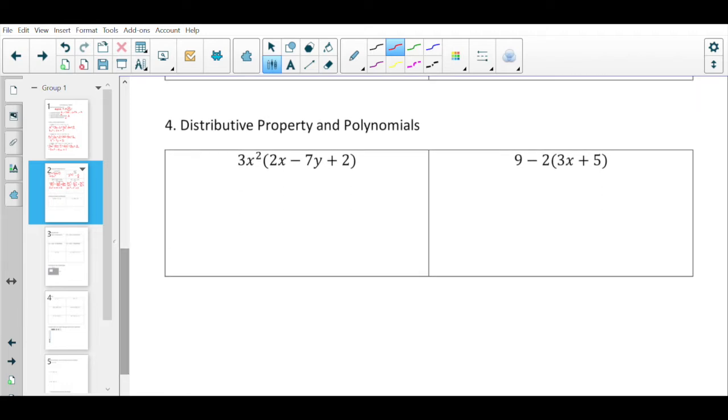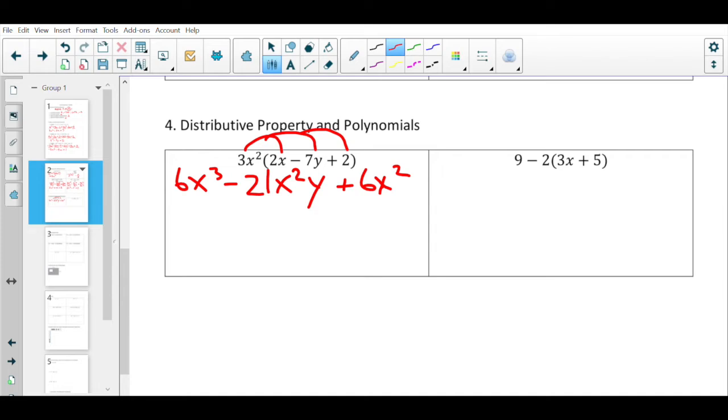Distributive property and polynomials. So remember, whatever's outside the brackets, distribute to each and every term within the brackets. So the first one is 6x cubed minus 21x squared y. So let's check that, 21x squared y plus 6x squared. And there we go.